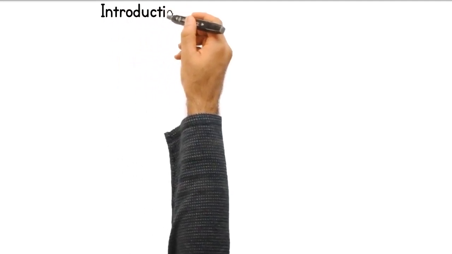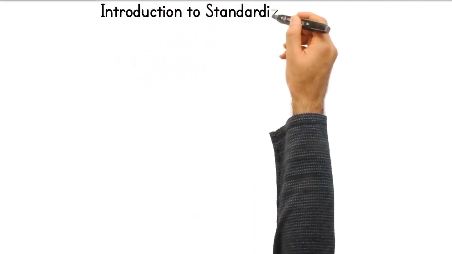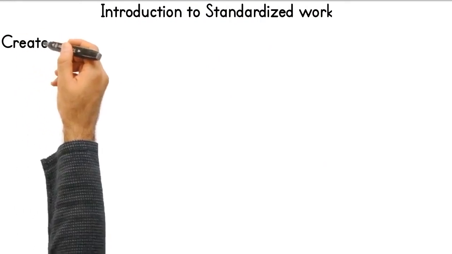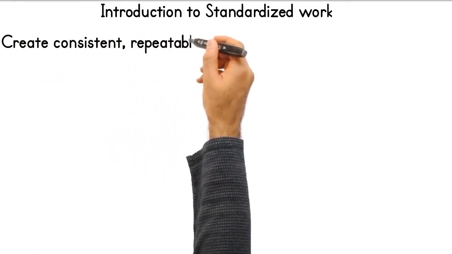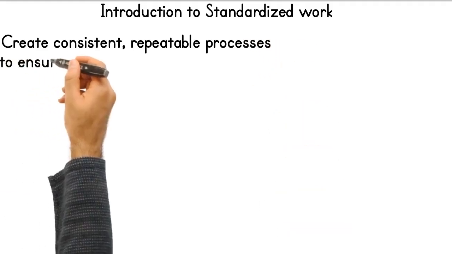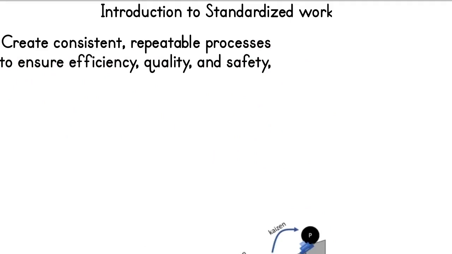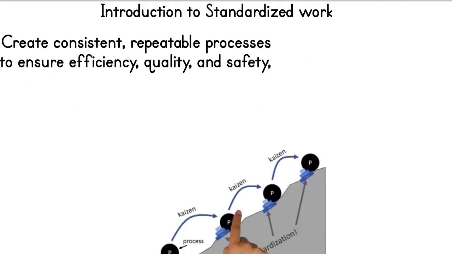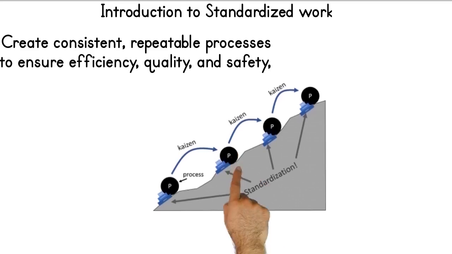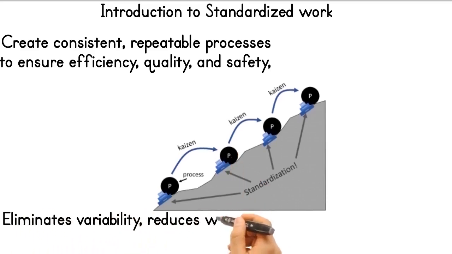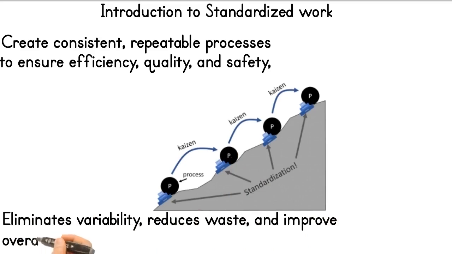Standardized work is a key component of lean manufacturing and operational excellence. It involves the creation of consistent, repeatable processes for performing tasks to ensure efficiency, quality, and safety. By defining the best way to do a task and ensuring all workers follow this method, standardized work eliminates variability, reduces waste, and improves overall productivity. It serves as a foundation for continuous improvement by providing a baseline from which improvements can be measured and implemented.